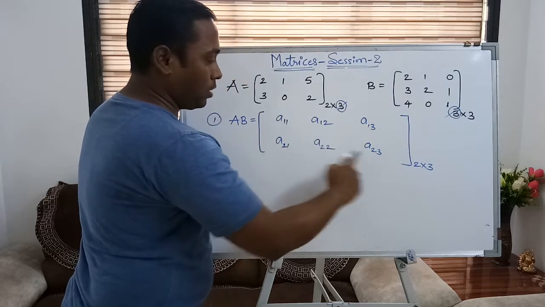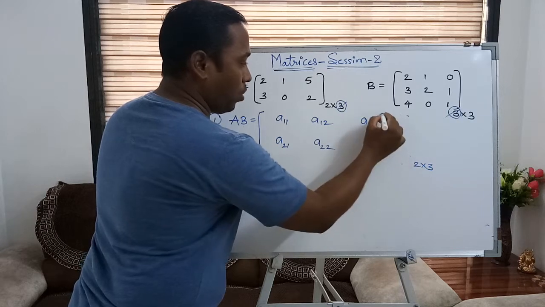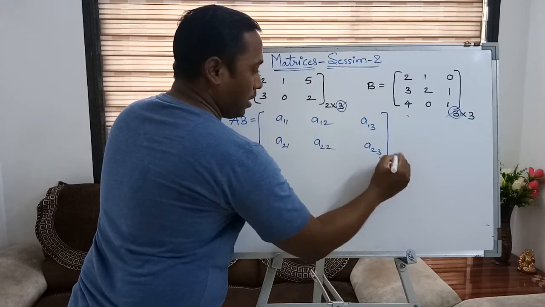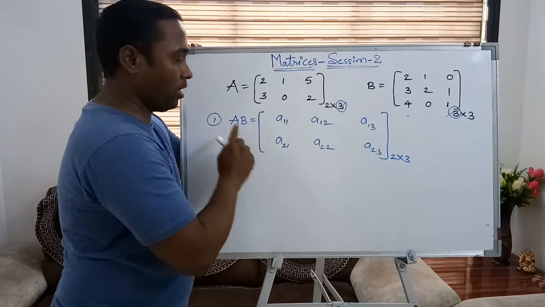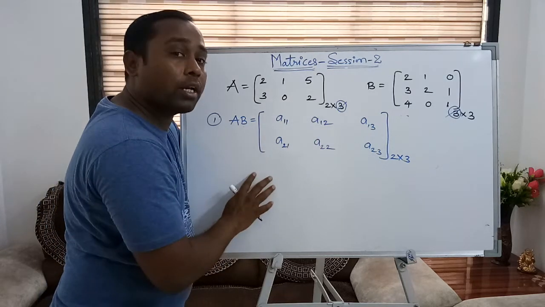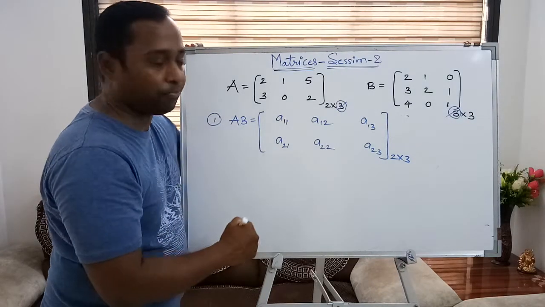So 2 rows and 3 columns. Why am I writing this symbolic notation here? The reason is, if you are a beginner and you are able to write this order properly in symbolic form, then in the next step you will directly get the answer.